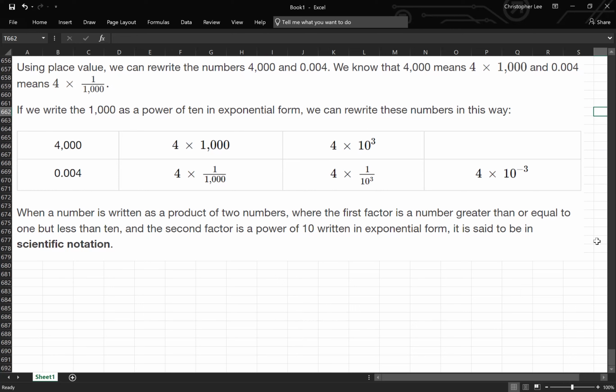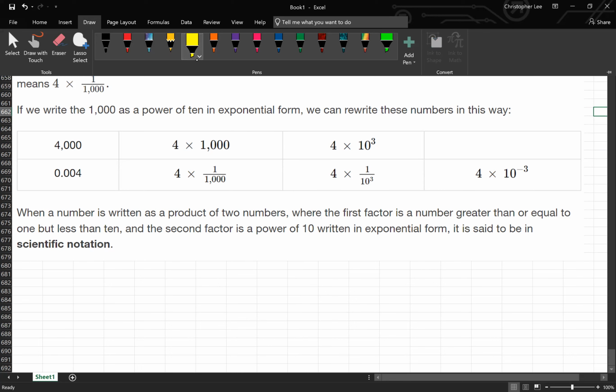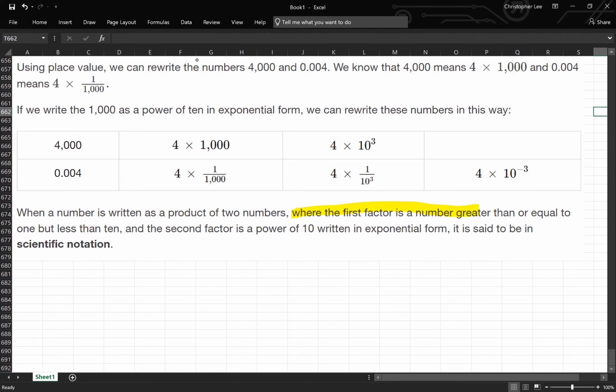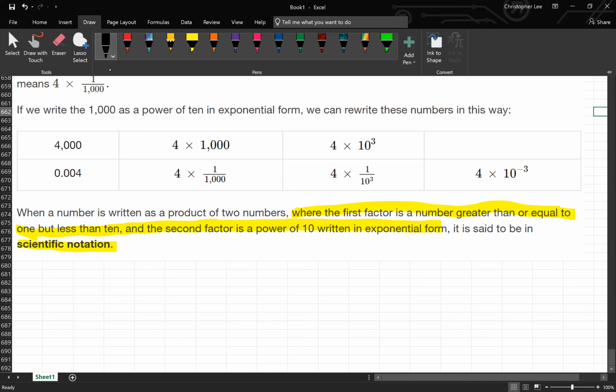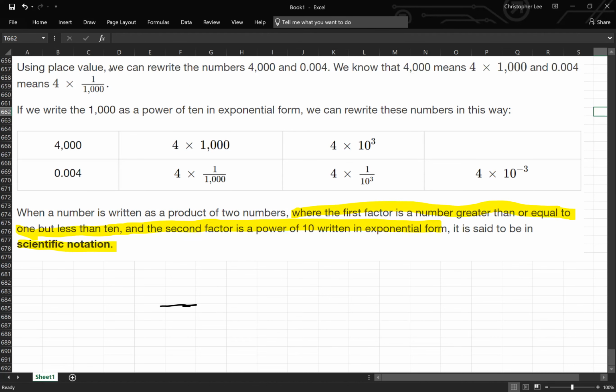Scientific notation. So long story short, this is key: the first factor is a number greater than or equal to 1. Got to do that. But less than 10. And the second factor is a power of 10 written in exponential form. That's scientific notation. So I'm going to have some number here. Excuse me, I'm wrong, let me say that again. It's going to be between 1 and 9.